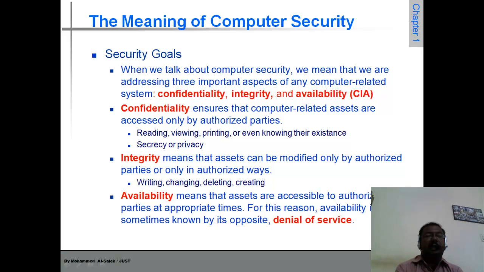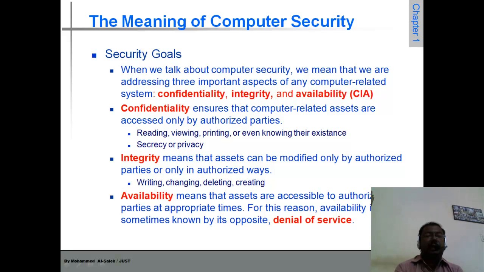So what is confidentiality? Confidentiality ensures that computer related assets are accessed only by authorized parties. It is like reading, viewing, printing or even knowing they exist. So it concerns the secrecy of the file. You should keep some information or some system confidential. This is not accessible by all.